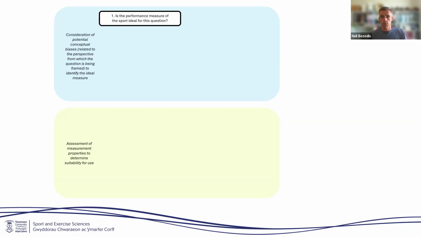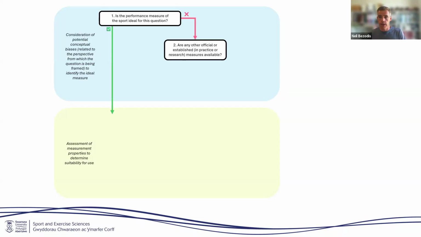So actually, it's not as common as you might think that the performance measure of the sport is the ideal one. And the framework works through this essentially yes-no logic. So if it isn't the ideal measure, again, we are not trying to reinvent the wheel. Are any other measures that are either officially used in practice or established in research, or both, available that could be used for this?